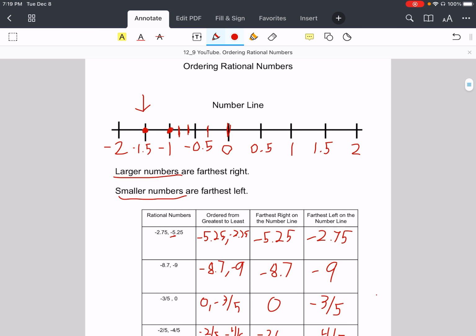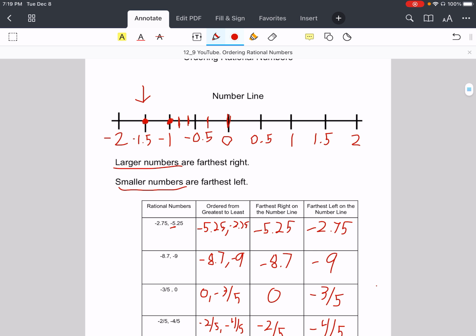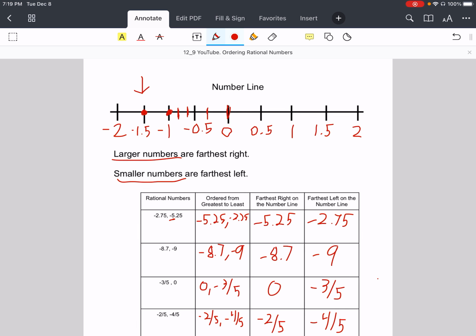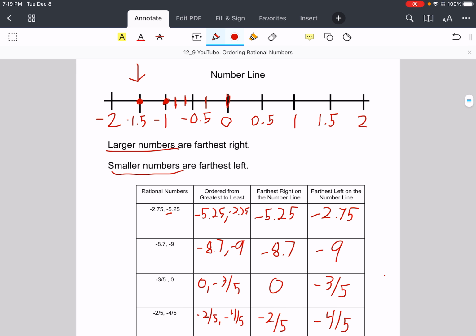I know these seem simple, and they are simple, but they are easy to mess up, especially when our brain is used to seeing bigger numbers and just knowing that they're bigger. But when we're dealing with negatives, we want to be really careful.